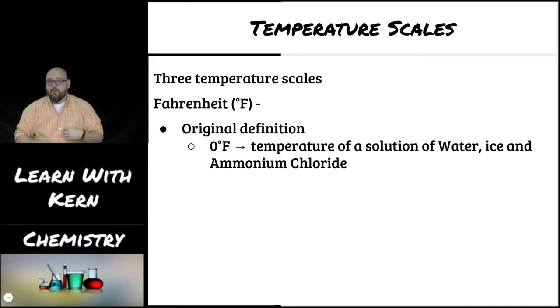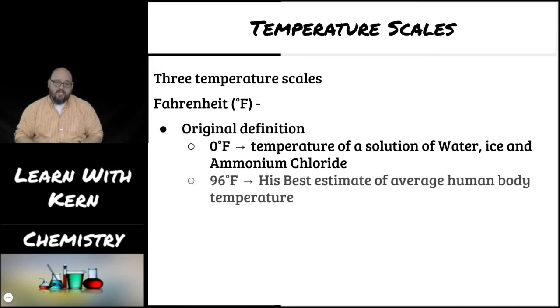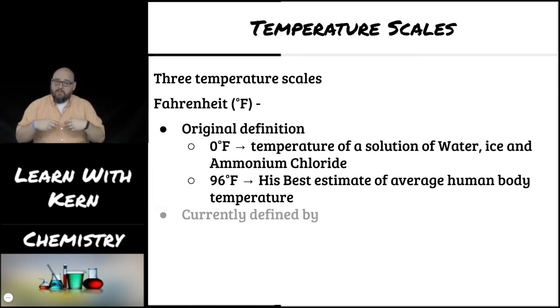And then he said 96 degrees is human body temperature. That was the best estimate given the measuring equipment that they had at the time. We now know that the actual average human body temperature is 98.6, so it's a couple degrees different based off of our current definitions of the Fahrenheit scale and our current measuring techniques. But this is what he based his temperature scale off of. Between the temperature of that solution and human body temperature, there were 96 degrees, or 96 gradations, 96 markings on your thermometer. That was the original definition.